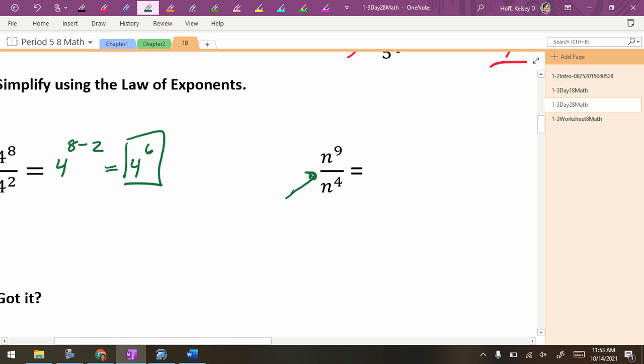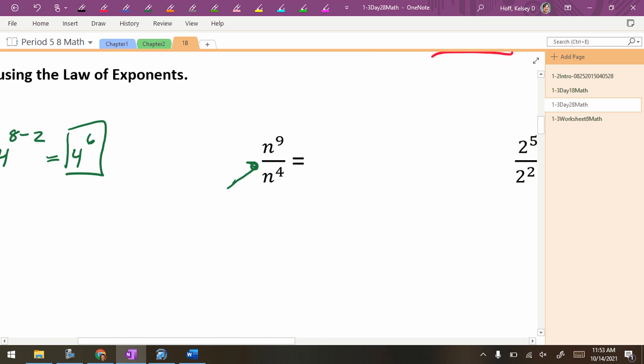We're dividing. We know that because of the fraction bar. Keep your base of n, your top exponent, minus, your final answer, n to the 5th power.